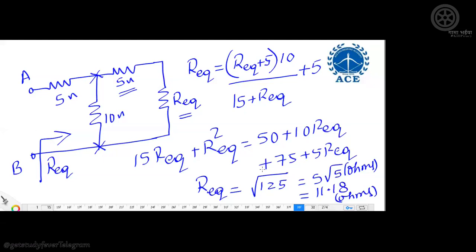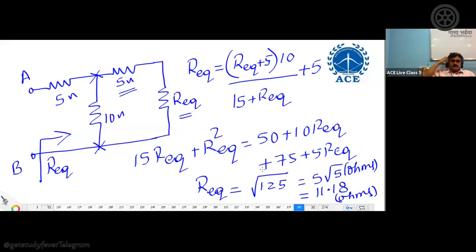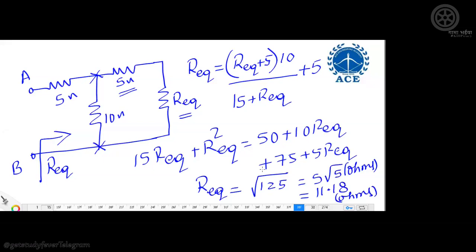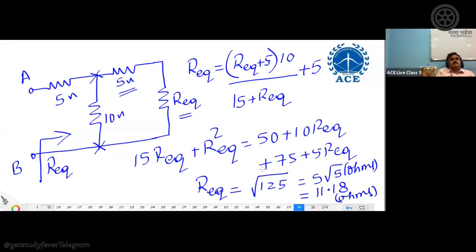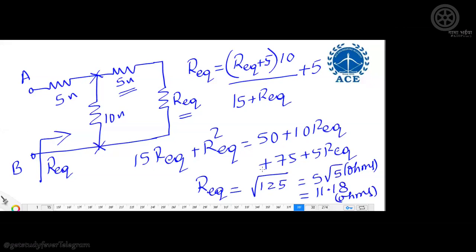Hello, sir. Today's class, dependent sources, sir. Your voice is not clear. Hello, I'm not getting it. Please check it once. Dependent sources. Can you explain, sir?